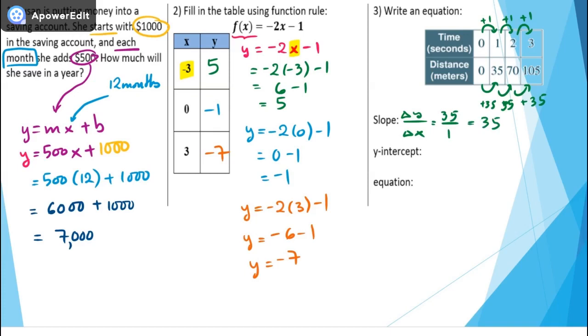Now b, the y-intercept, is the beginning. So x is 0, y is 0, so your b is 0. y equals mx plus b. y equals 35x plus 0. That's it. We've practiced a lot for your test questions. Those are test questions. I hope that you study during the 3-day weekend.